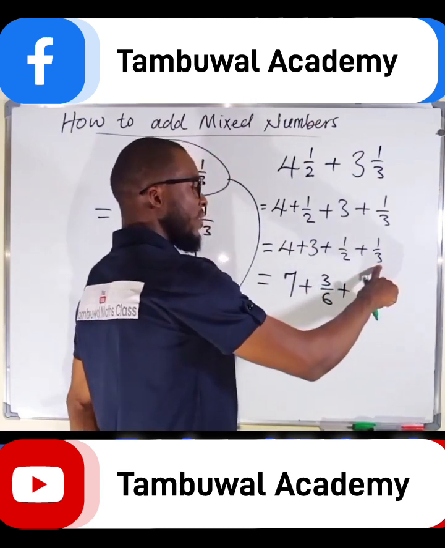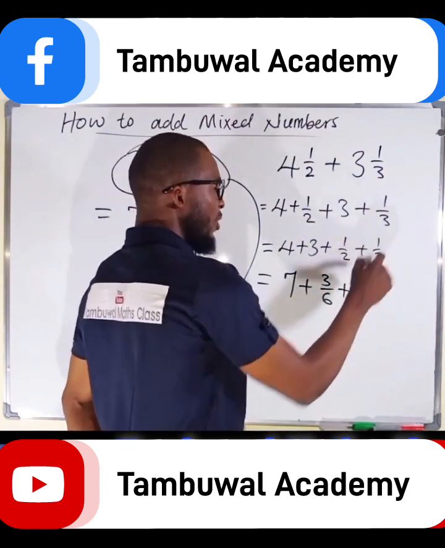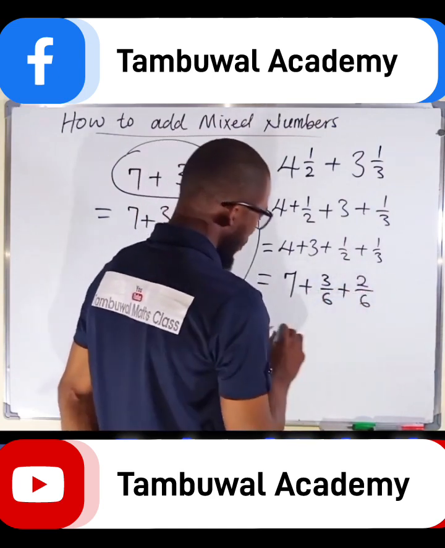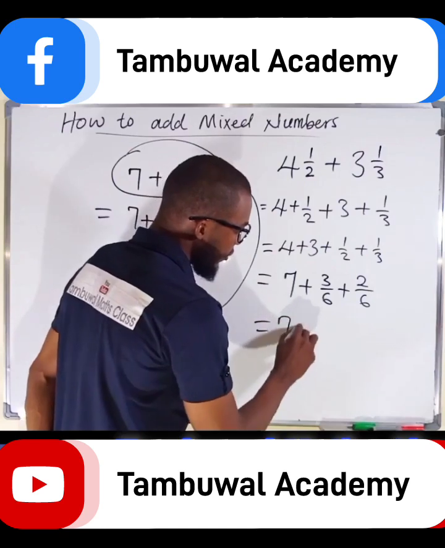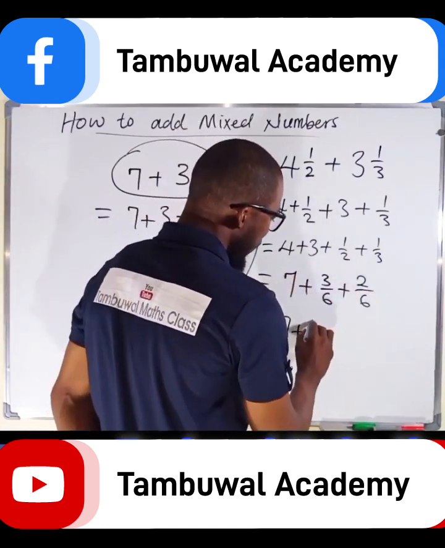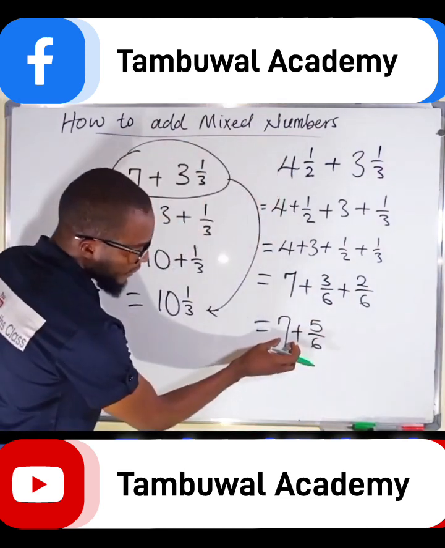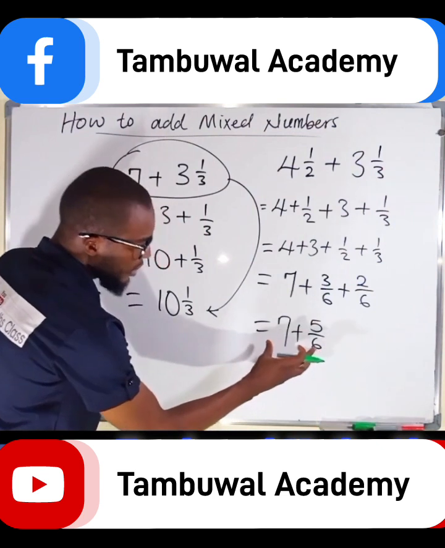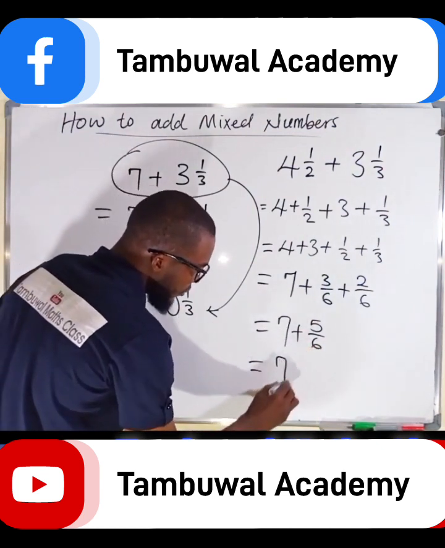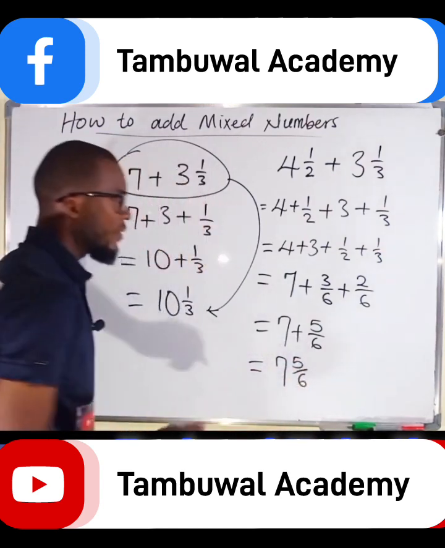To transform this into 6, you have to multiply it by 2. For equivalency, you multiply the top by 2 as well. So we have 2 over 6. This is equal to 7 plus. If you add these two together, you obtain 5 over 6. And hence, if you have a whole number and a fraction, if you add them together, you shall obtain a mixed number, 7 whole number, 5 over 6.